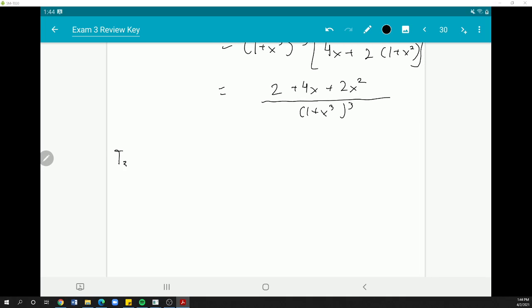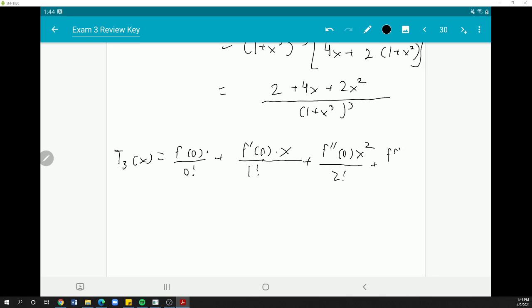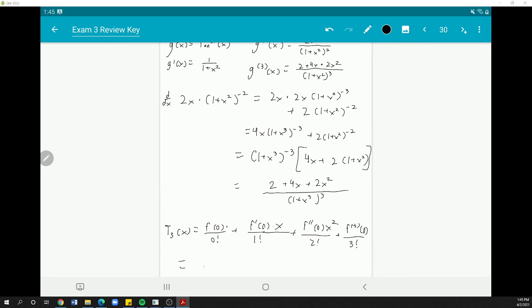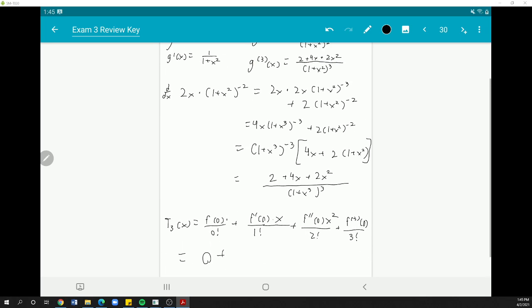So now we get the Taylor polynomial is f of 0 times nothing over 0 factorial, plus f prime at 0 over 1 factorial times x, plus f double prime at 0 times x squared over 2 factorial, plus the third derivative at 0 over 3 factorial. Plug those in. So tan inverse of 0 is 0, so we get 0 plus, 1 over 1 plus 0 is 1, so we get x.